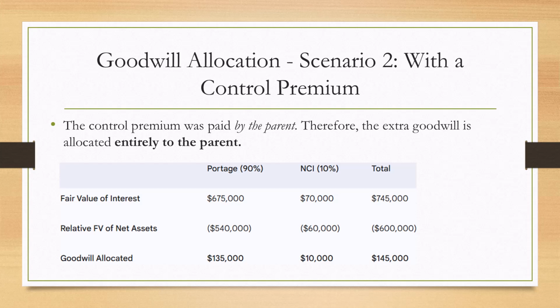This is the critical takeaway. Since the control premium was paid by the parent, the extra goodwill that it creates is allocated entirely to the parent. Look closely at the table. The non-controlling interest share of goodwill is still the same $10,000 as before, because they didn't pay the premium. Portage's allocated goodwill, however, is now $135,000, their original $90,000 plus the full $45,000 premium. This disproportional allocation is a key concept for both reporting and future impairment testing.